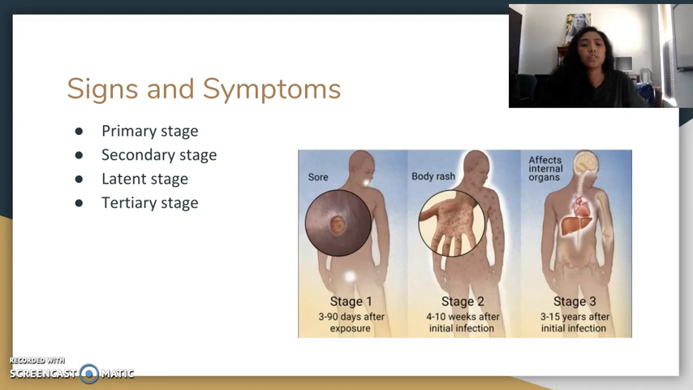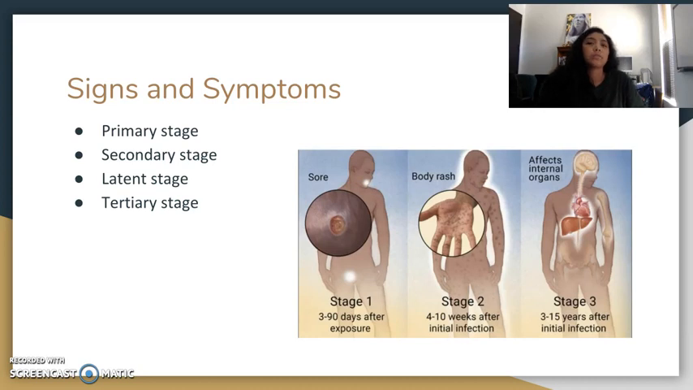And the tertiary stage, so it's usually like stage 3. This can appear up to 30 years after infection and is very chronic, as it could attack your body organs. That would include your heart, your blood vessels, and your central nervous system.